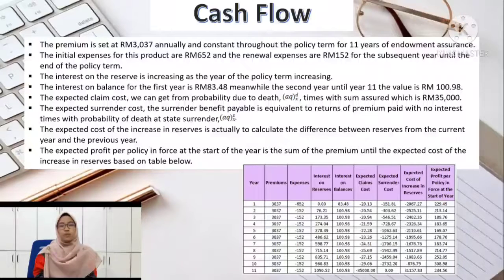Next, the expected cost of the increase in reserve is calculated as the difference between the reserve from the current year and the previous year. Lastly, the expected profit per policy in force at the start of the year is the sum of the premium until the expected cost of the increase in reserve, based on the table below. The result that we get for profit per policy for each year is positive profit.